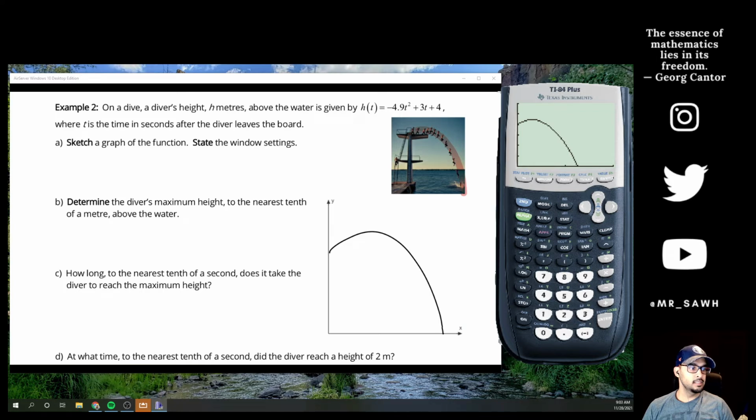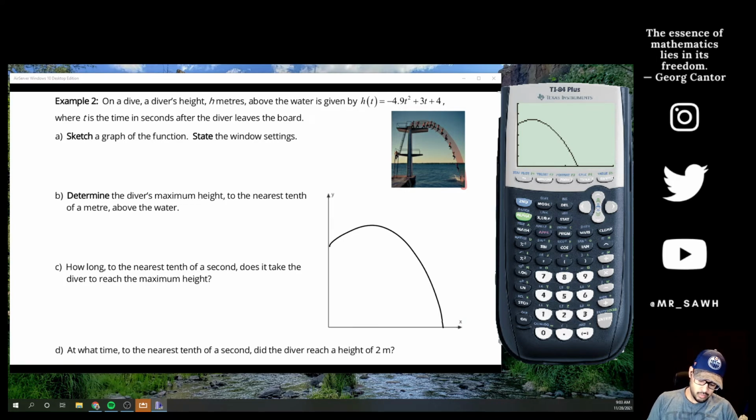And we can label this a little bit. So this is time across the bottom. This is height as your y-axis. So I've got a sketch. I don't need numbers or anything. It's just the shape of it.